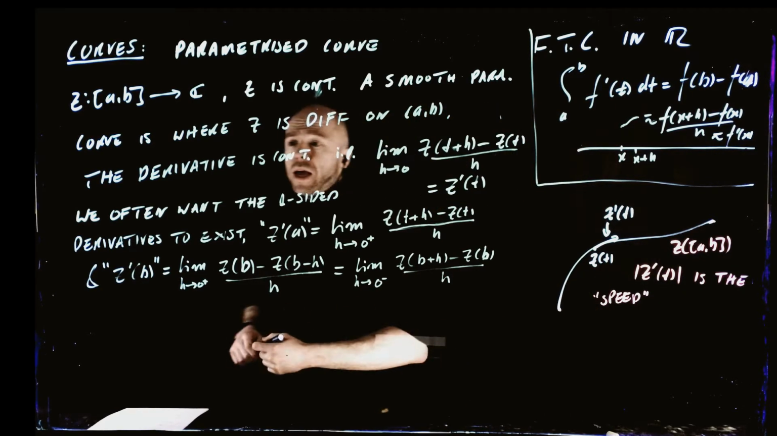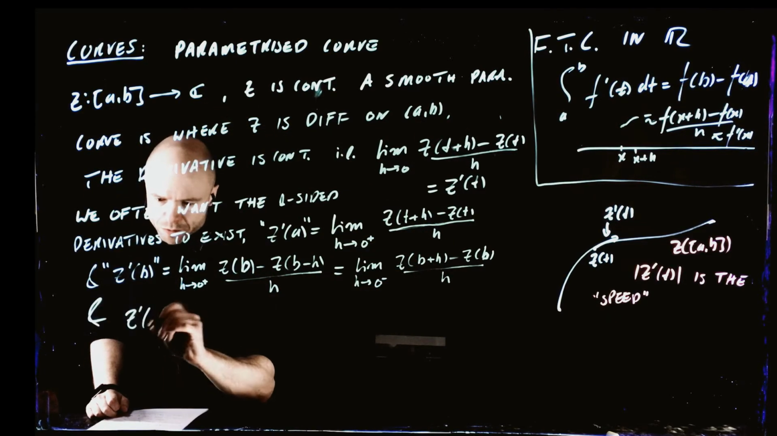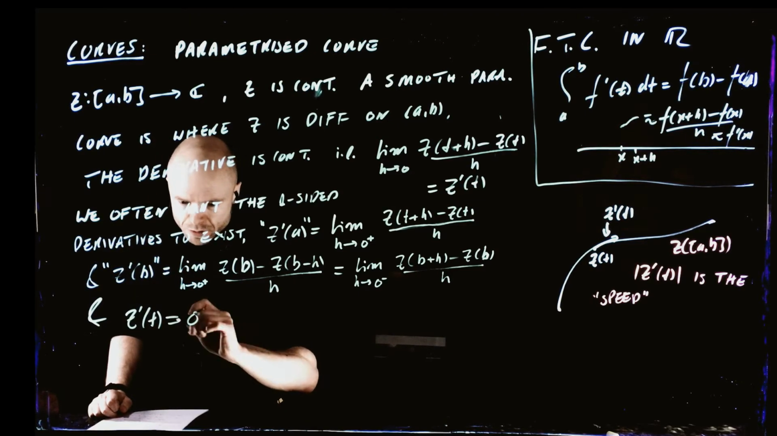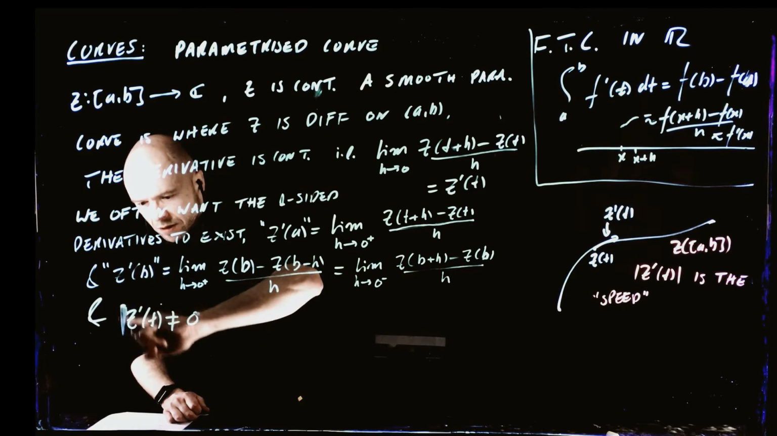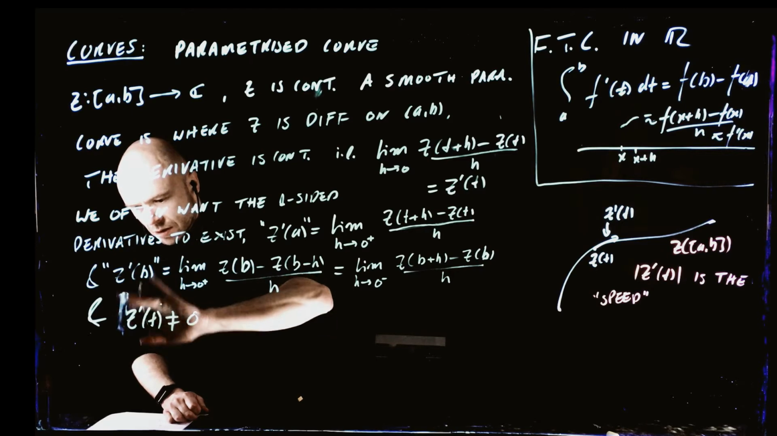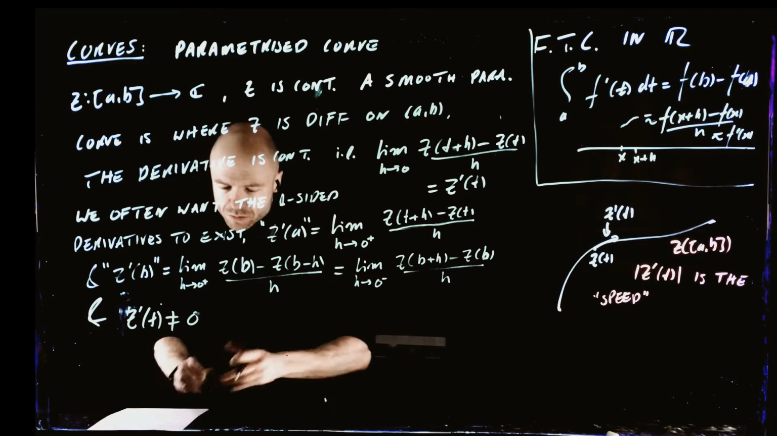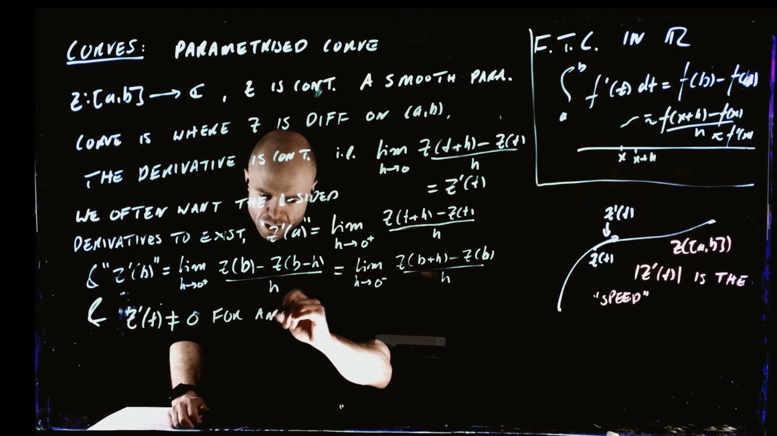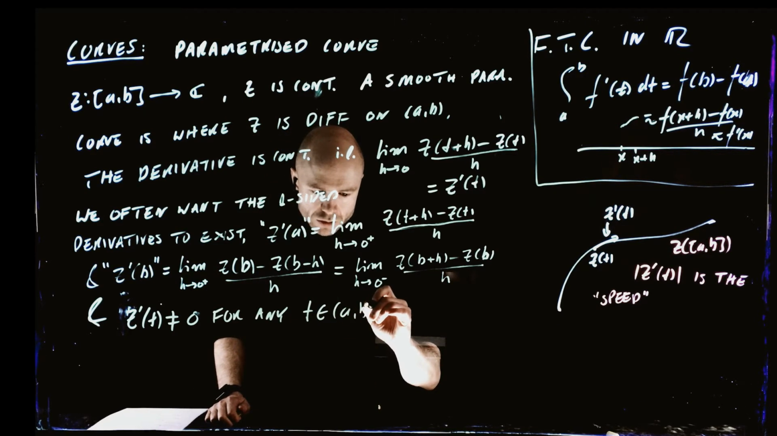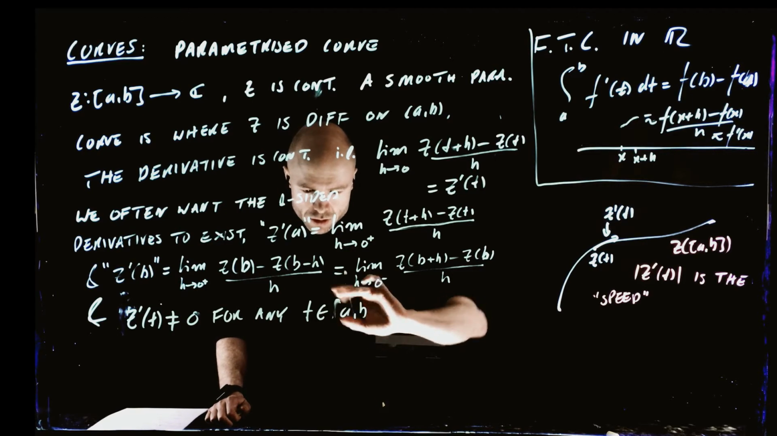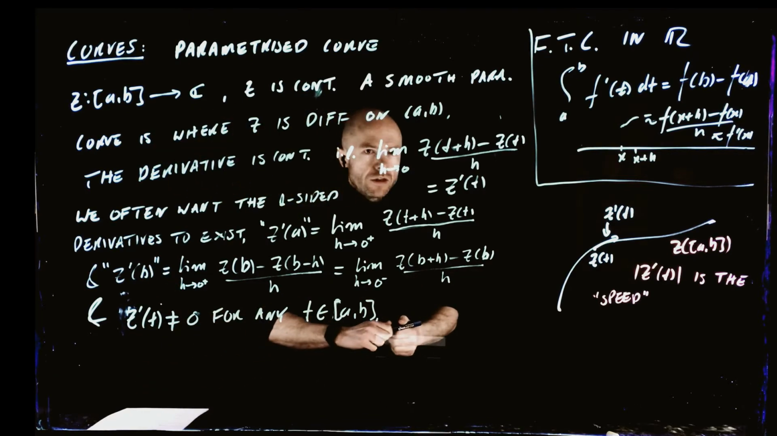Okay, so that's what we mean by a smooth parameterized curve, except we also have the condition that z prime of t is not equal to 0. It's okay, it's a complex number. z prime of t is not equal to 0 for any t inside the open interval a, b. Well, actually, since we defined this, we can do it anywhere. So that's what we call a smooth parameterized curve.